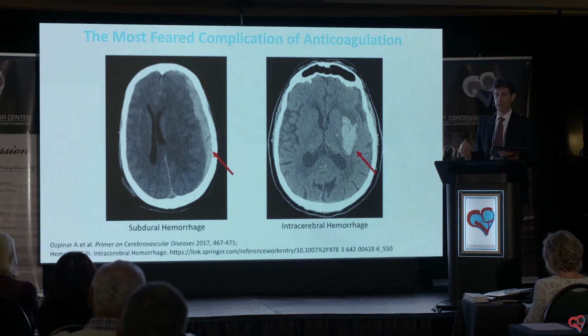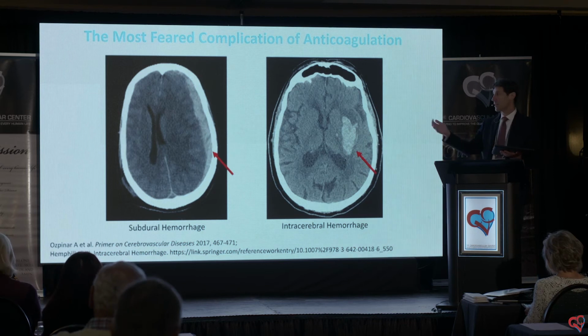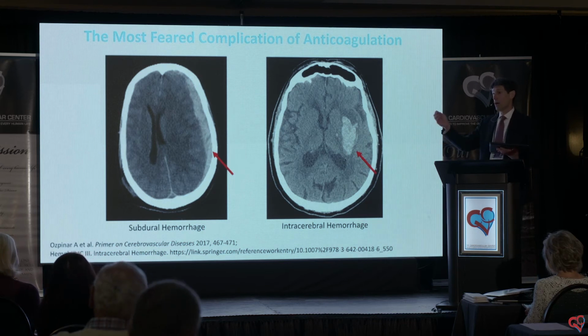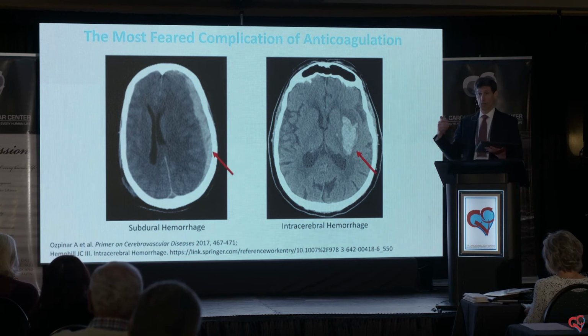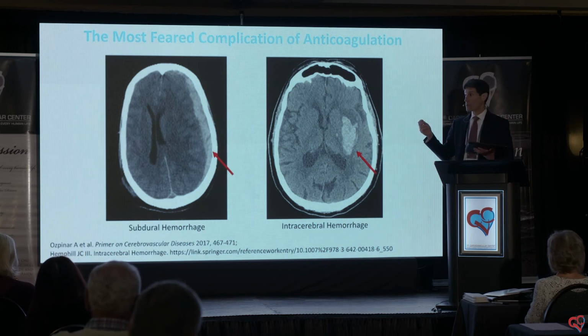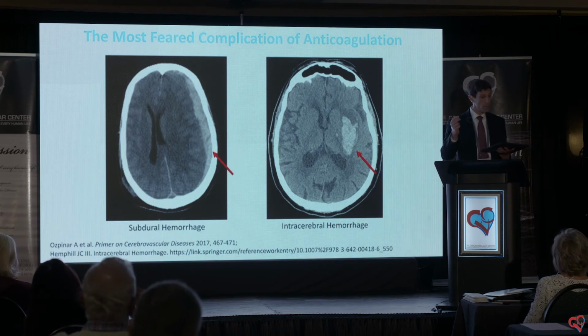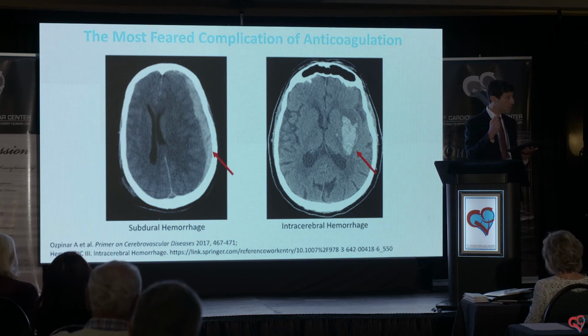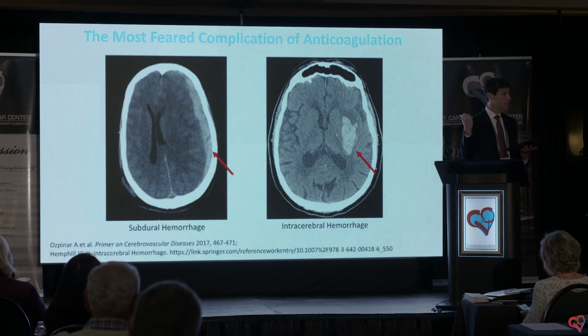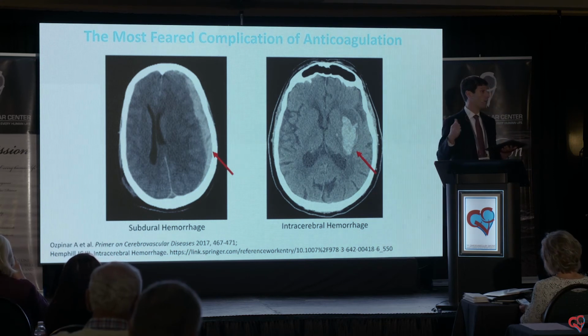On the left-hand side, you'll see a pictorial display on a CT scan of a subdural hematoma, and on the right-hand side, you'll see an intracerebral hemorrhage. Now, I do want to be clear, for the most part, people can bleed spontaneously, but under most circumstances, these types of events usually follow a traumatic event.